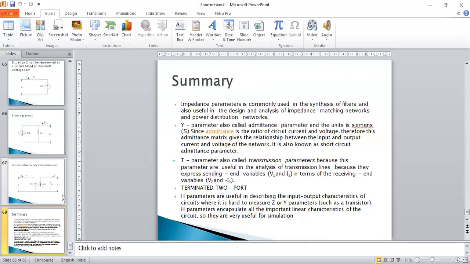In your curriculum, you have to study such things. Before I end this lecture, I would like to request all of you to solve some numerical problems on given Y parameters, Z parameters, and H parameters, so that it is more convenient for you to solve the equations in the exam.